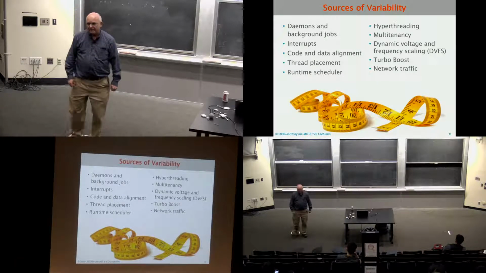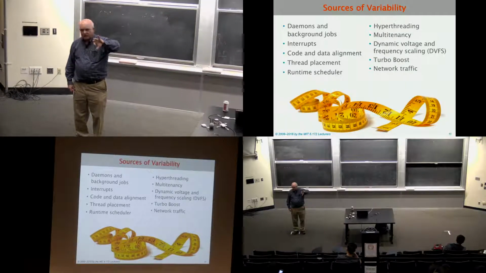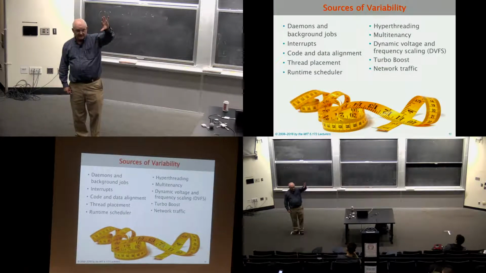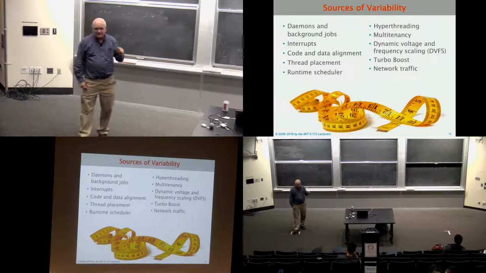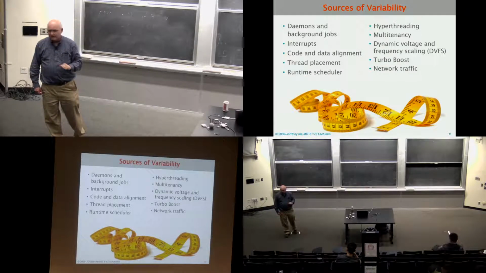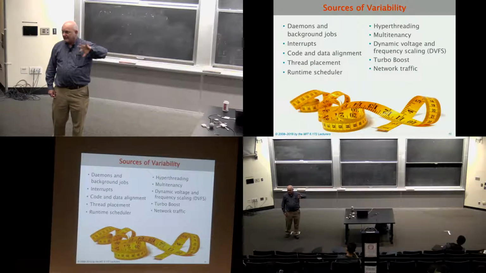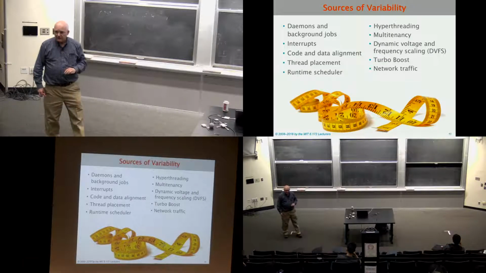Code and data alignment. Where the code lies affects its performance. If code goes across two cache lines versus completely within one cache line, that can make a difference depending upon what's conflicting in the cache. Or if you go across page boundaries, it can make a very big difference, for example, in the translation look-aside buffer, or TLB. You may be going for different entries, there may be different things there. So code alignment can make a difference in what you're doing.